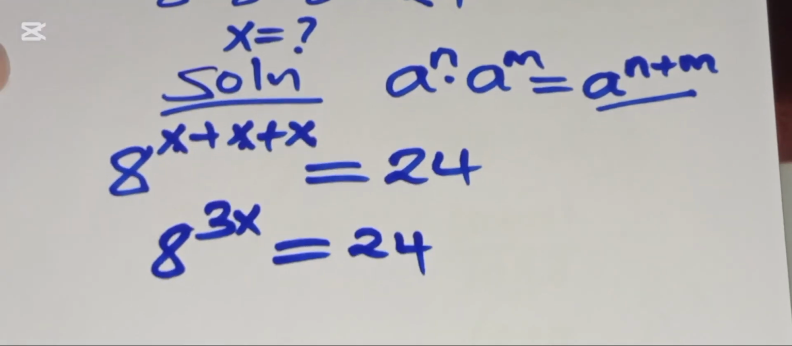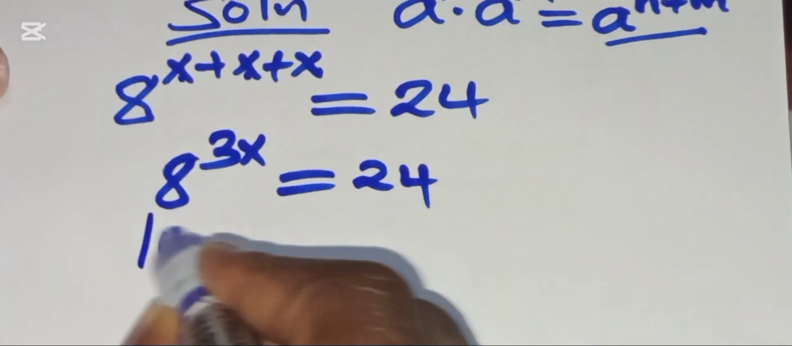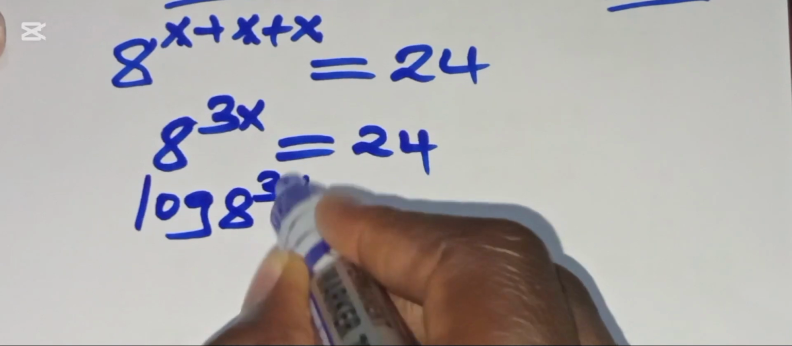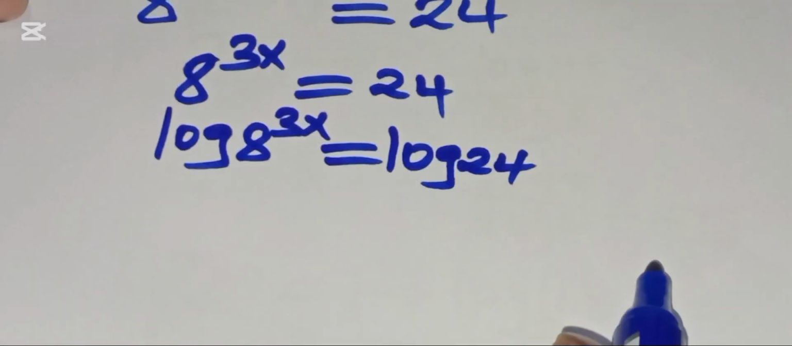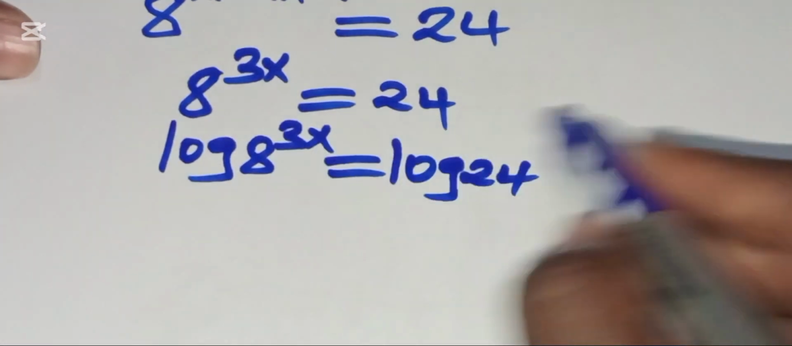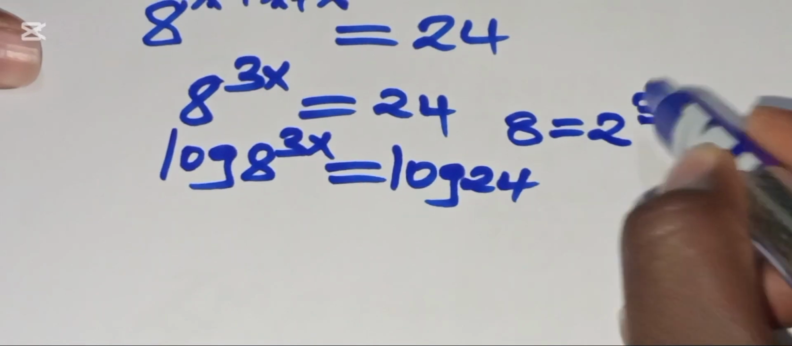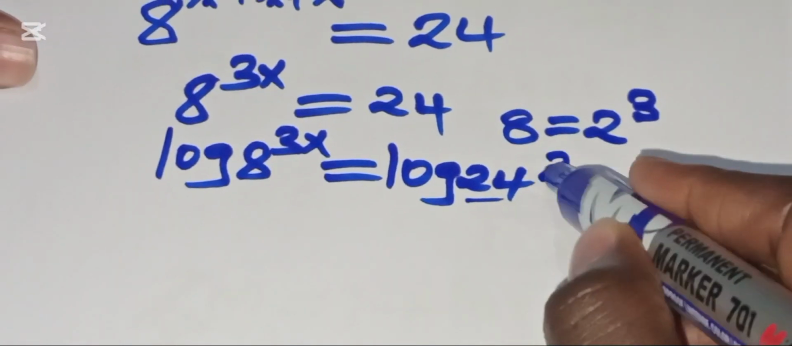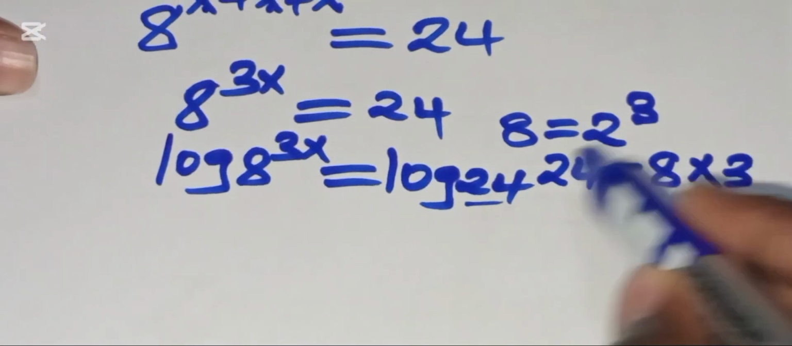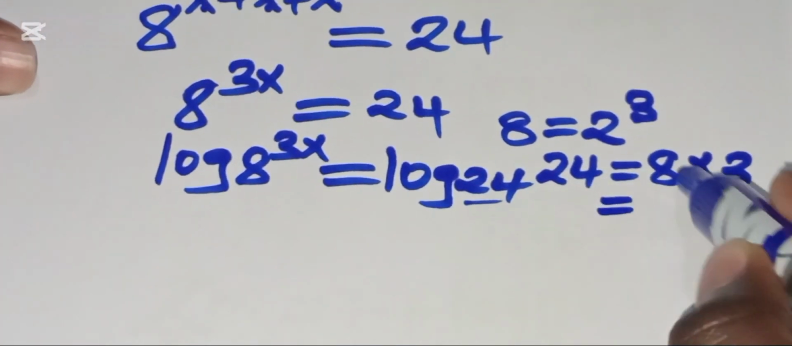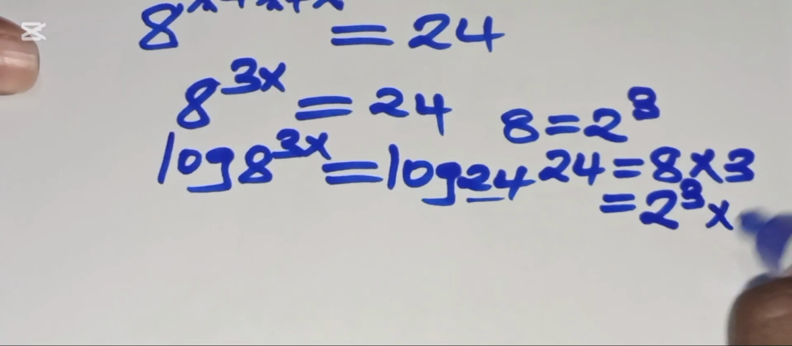To solve for the value of x, we introduce the natural logarithm so that we're going to have log 8 raised to power 3x, which is equal to log 24. Now from here, you find that 8 can be expressed as 2 raised to power 3, and 24 on the right hand side can be expressed as 8 multiplied by 3. 8 times 3 is the same thing as 24. Also, this 8 can be expressed as 2 raised to power 3. So we can have 2 raised to power 3 times 3.